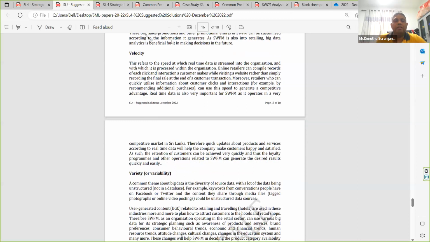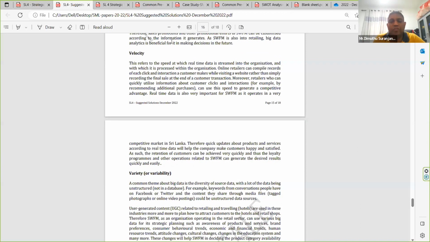Velocity. This refers to the speed at which real-time data is streamed into the organization and with which it is processed within the organization. Online retailers can compile a record of each click and interaction a customer makes while visiting a website, rather than simply recording the final sales at the end of a customer transaction. Moreover, retailers who can quickly utilize information about customer clicks and transactions can use this speed to generate a competitive advantage. See, that's only theory.